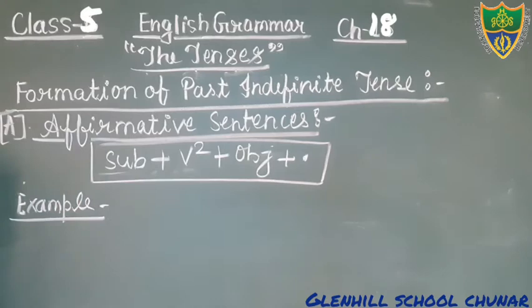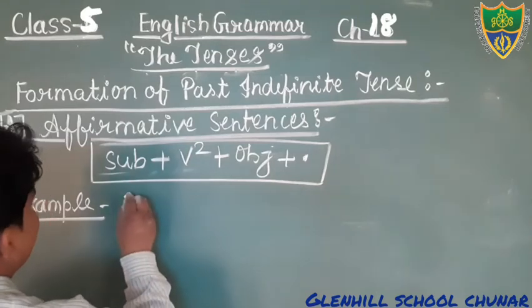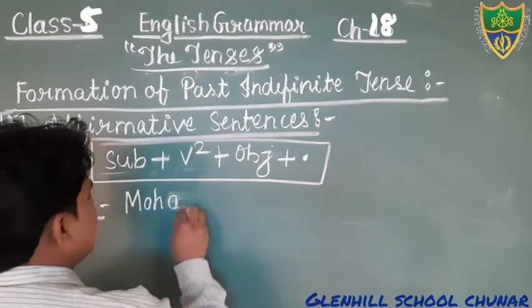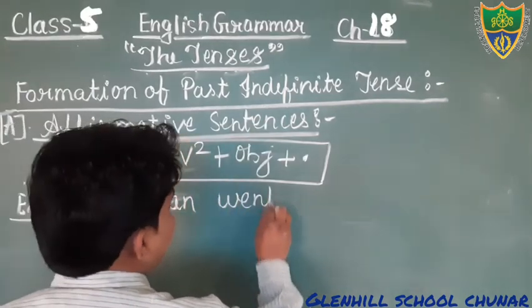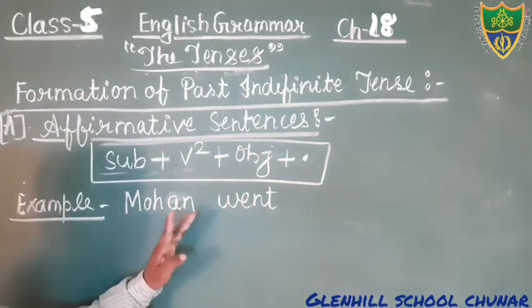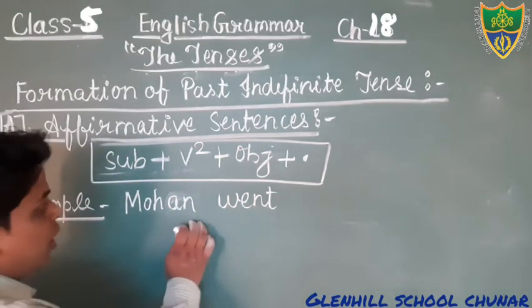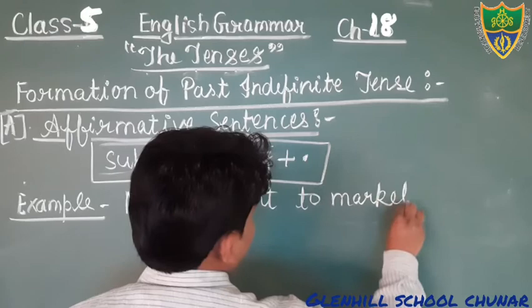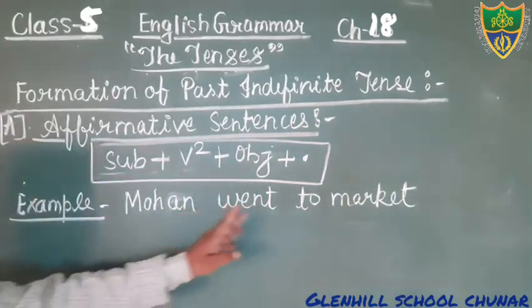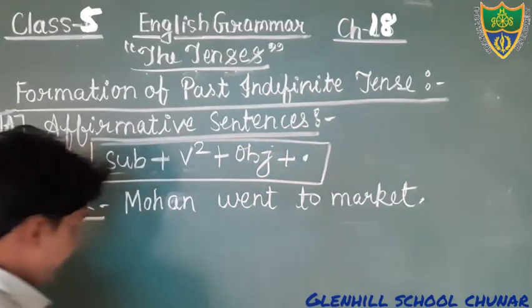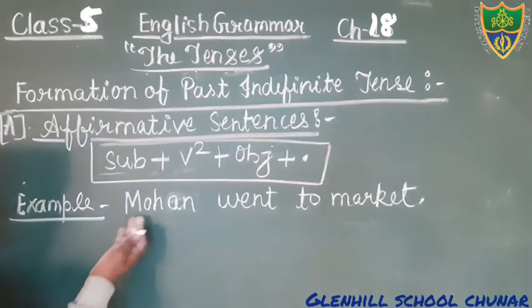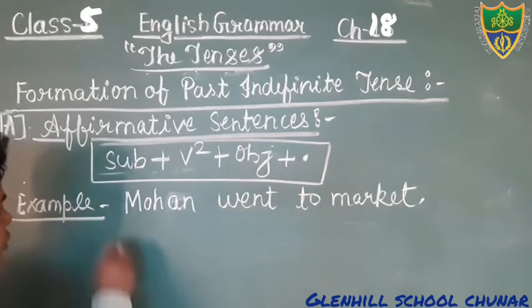First example we can see. Mohan went is the second form of the verb. Yes, that we have to learn. Form of the verb we have to learn. Just see, Mohan went to market. So you can see here, that is subject, that is second form of the verb, that is object. So just see, Mohan went to market. This is your one sentence.